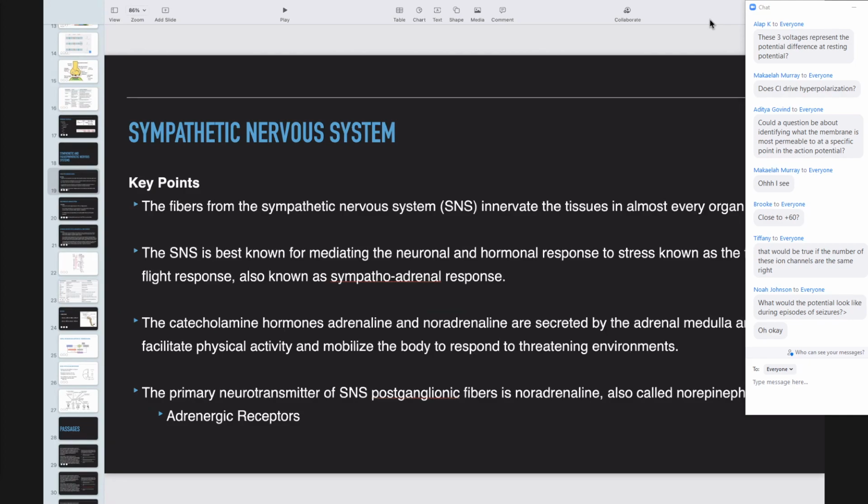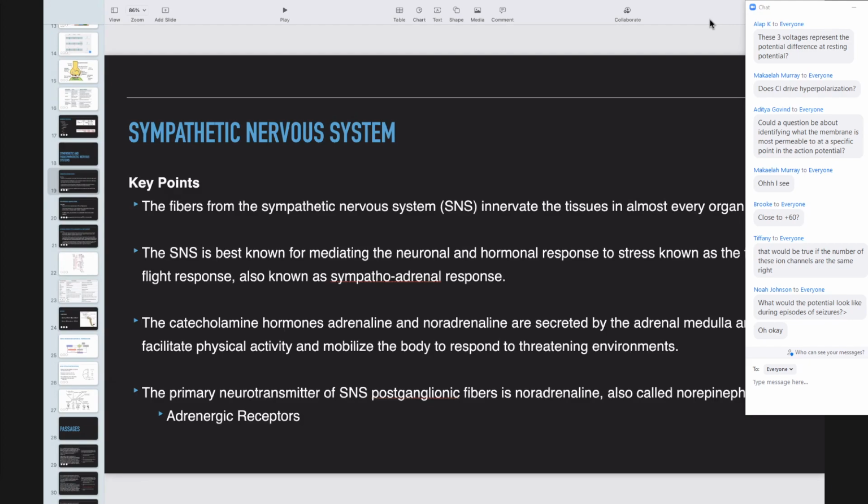This is part of the autonomic. So the sympathetic nervous system innervates almost every organ system. And so it can activate the ones it needs to, it can deactivate the ones it doesn't when you're fighting or flighting. And so its neurotransmitters are the catecholamines. So the noradrenaline, the adrenaline, epinephrine, norepinephrine, pretty much synonymous. It gets released by the adrenal medulla. We'll talk about the adrenal medulla and the adrenal gland in the endocrine lecture.